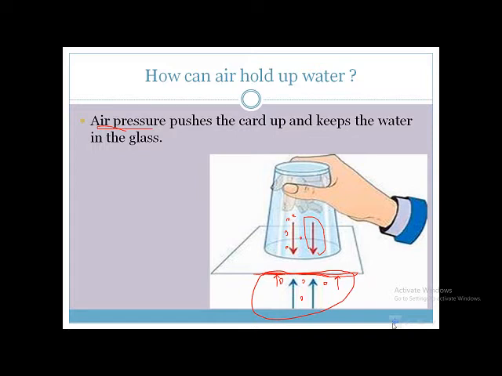So how can air hold up water? We answer this question now. The air will not hold up water because it's heavier than water. The air holds up water because we have a pressure, and the air pressure that comes from the collision will hold up this water, not just the word air itself. We have an air pressure. The air pressure pushes the card up.